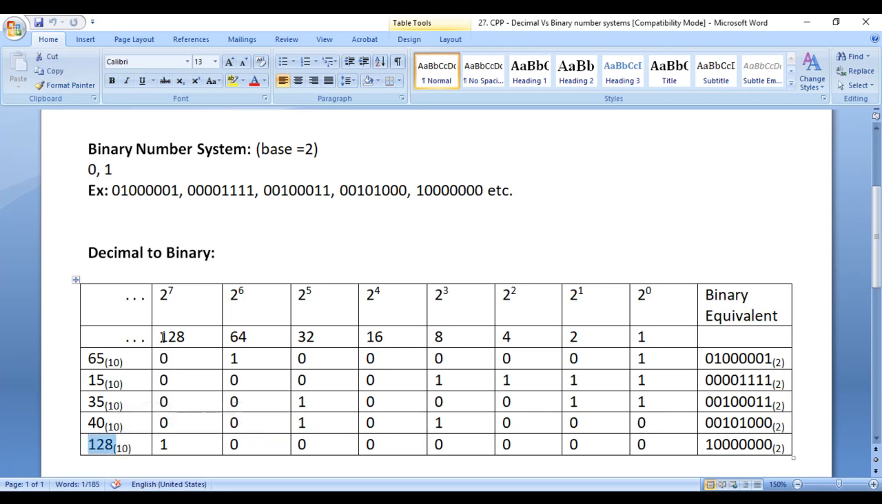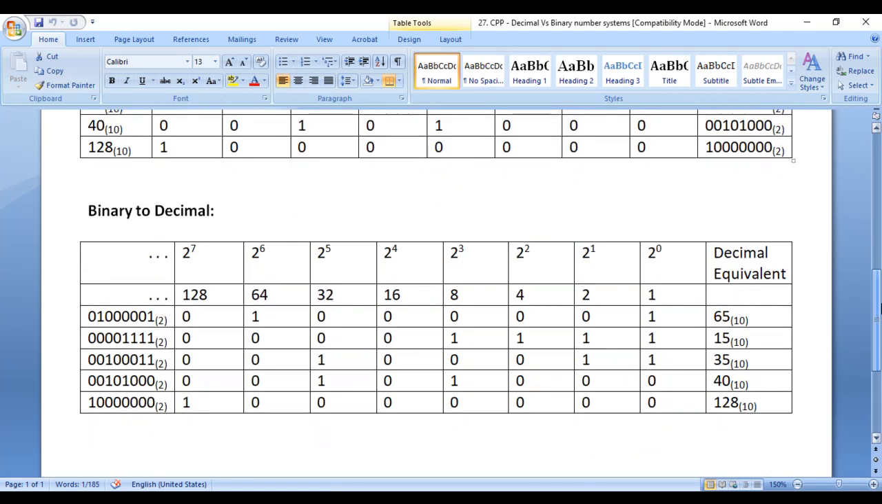128. Underneath 128 we write 1. Remaining places we put zeros. So 10000000 indicates 128 guys. And remember that zeros before the leftmost one can be discarded. Okay. Now we understood how to convert decimal number to binary equivalent number. Let's understand how to convert binary number to decimal equivalent number.